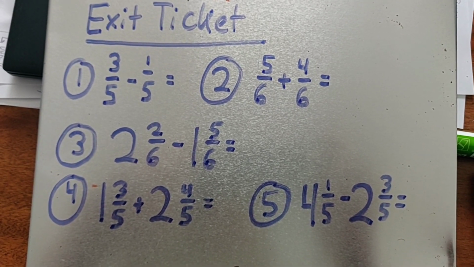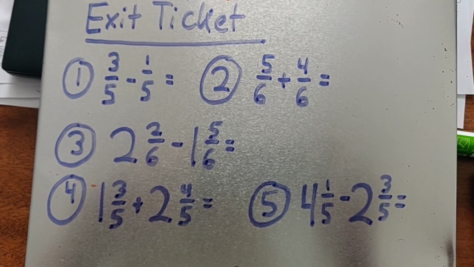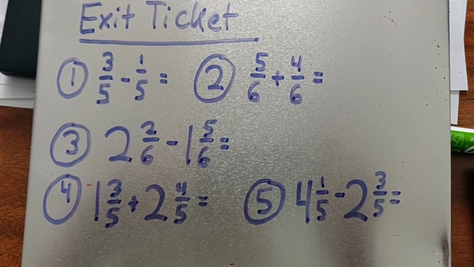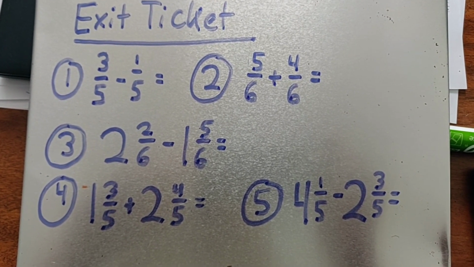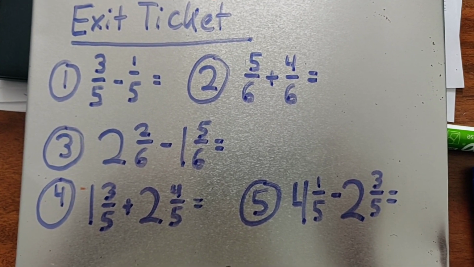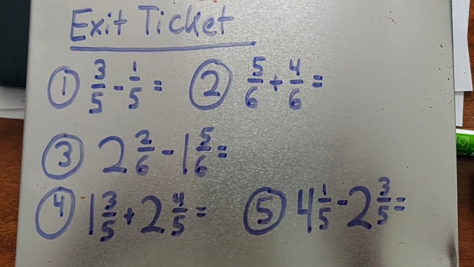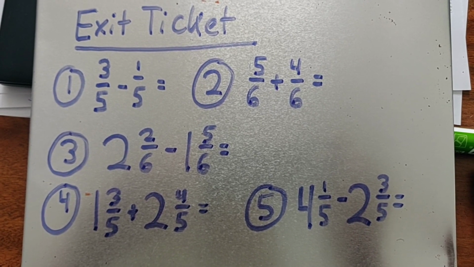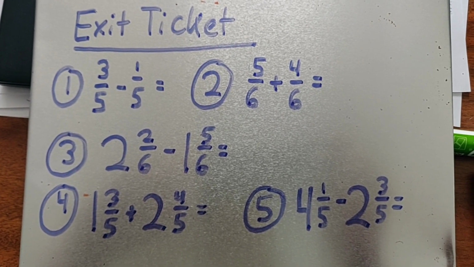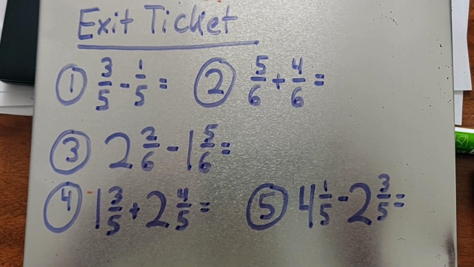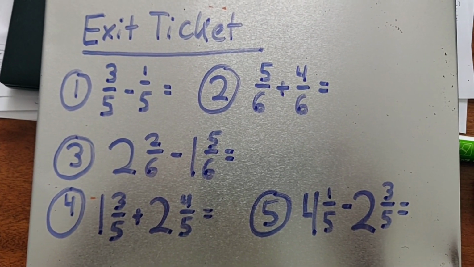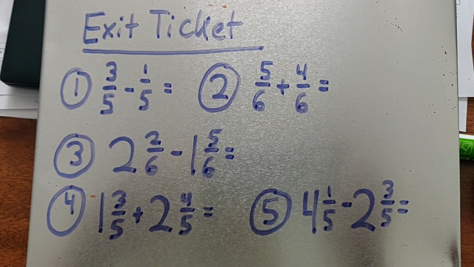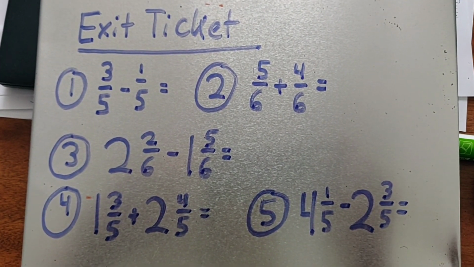Number 4, 1 and 3/5 plus 2 and 4/5. And number 5, 4 and 1/5 minus 2 and 3/5. So that's your exit ticket. Work slowly, carefully, draw your models very neatly, be very careful and precise when you're adding or subtracting whole numbers or fractional parts, and show me your best work.